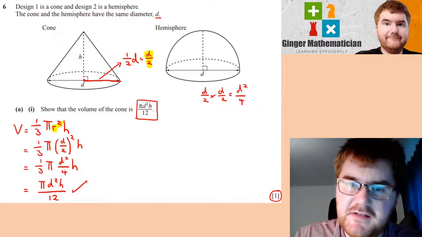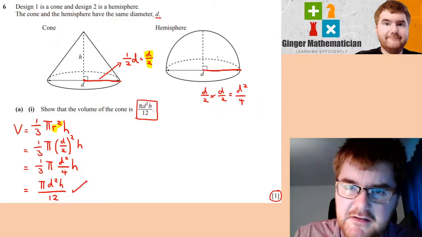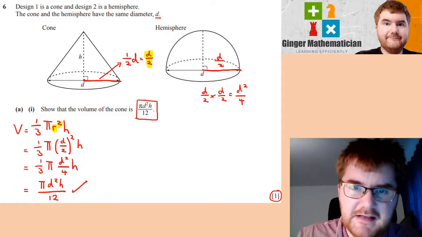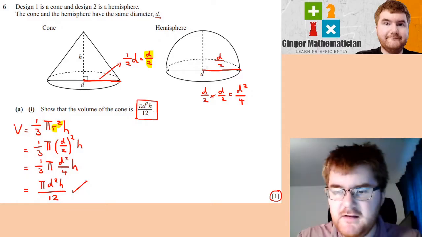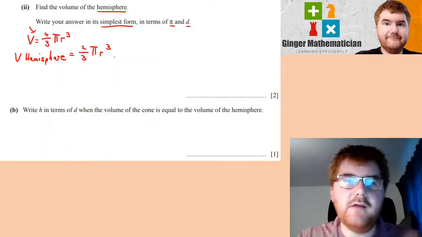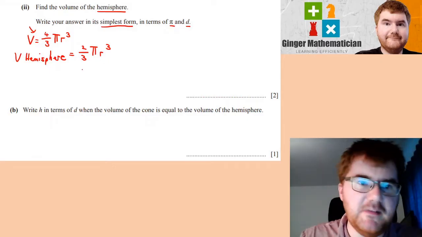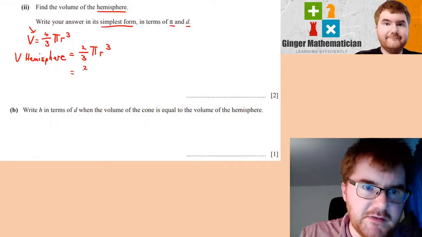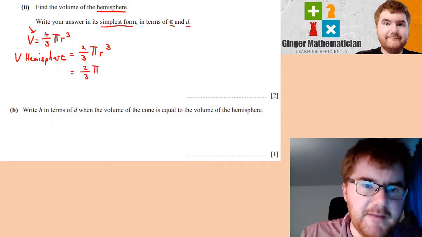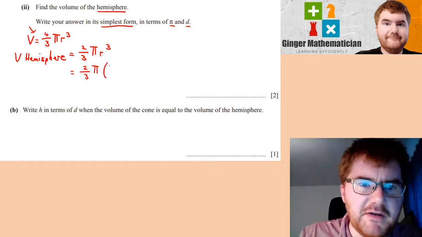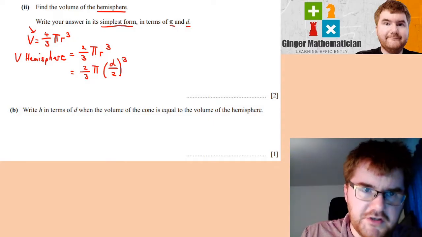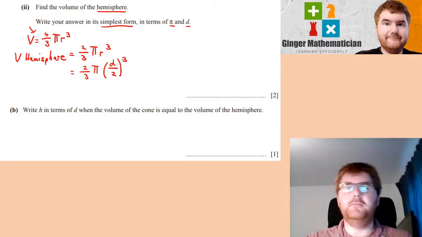So notice if this is d, then this is going to be d over 2 in the same way I explained here. So a similar process, wherever I see an r, I'm going to replace it with a d over 2. So we get 2/3 pi, and we get d over 2 all cubed, and we're going to work this through a similar way.